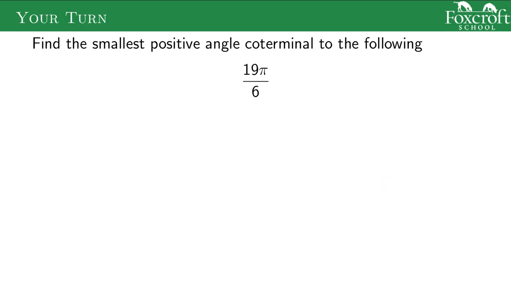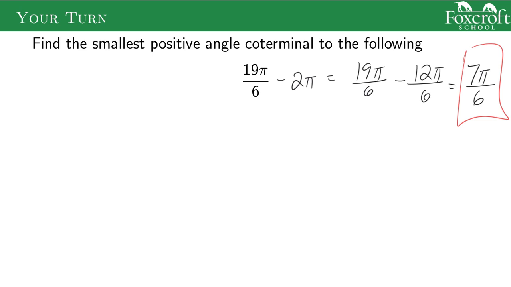All right, so here's one for you to try on your own. 19 pi over 6, find its smallest positive coterminal angle. The answer that you get is 7 pi over 6, so I'm subtracting 2 pi. Again, it's always 2 pi because that's a full revolution in radians. So I'm subtracting 2 pi, which is 12 pi over 6, and I get 7 pi over 6.